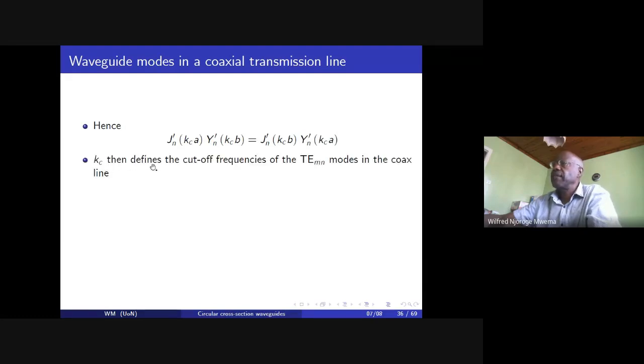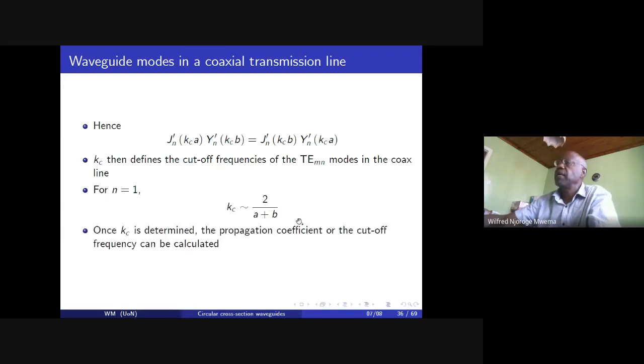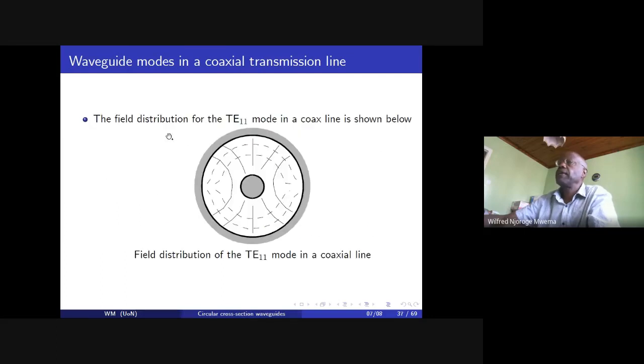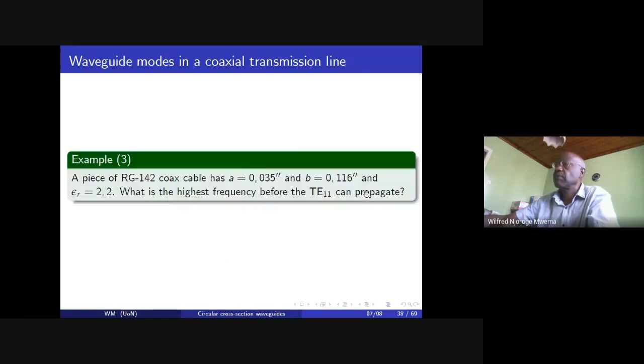And kc will then define the cutoff frequencies of the TE_nm modes in the coaxial line. For n equal to 1, kc is approximately 2 over (a plus b), and once kc has been determined, the propagation coefficient or the cutoff frequency can then be calculated. The field distributions for the TE11 mode in a coaxial line therefore have the following variation. You see that the field is not entirely radial like we had in the circular pipe, but we have a soccer ball kind of variation.